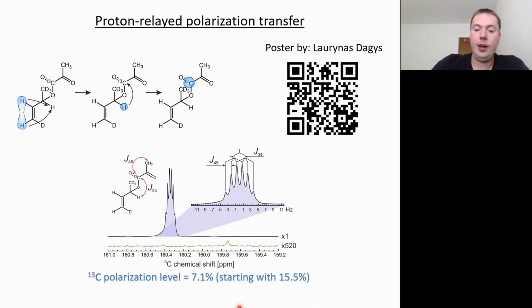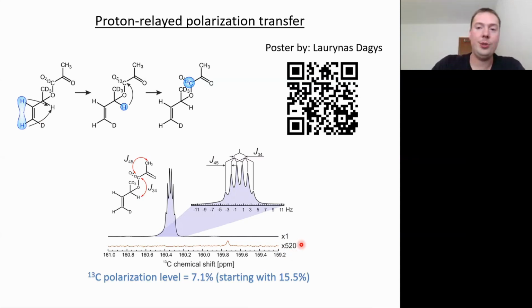And this actually seems to work quite nicely. What we can accomplish here is we start with about 15% proton polarization on the hydrogen, and jumping over this proton to the carbon, we achieve about 7.1% polarization. That's about this spectrum over here, and you see the thermopolarized spectrum at the bottom of the precursor molecule before we start hydrogenating, with 520 scans.